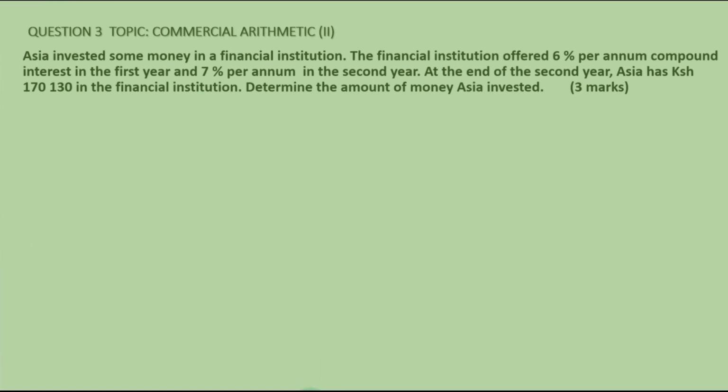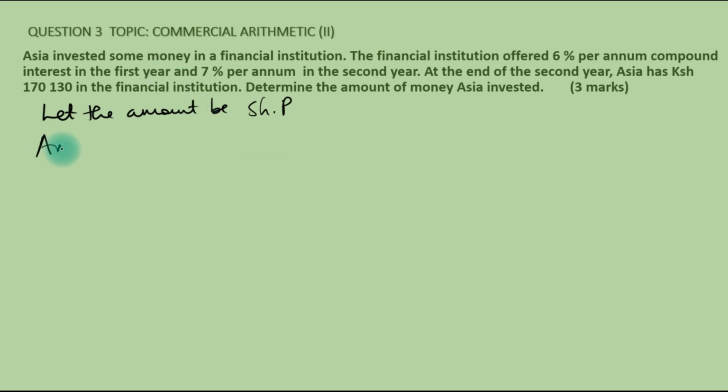So, from this case here, Asia invested some money in a financial institution. So we don't know the amount. So we can say, let the amount be p shillings invested, whichever letter you're going to use to represent the money invested.